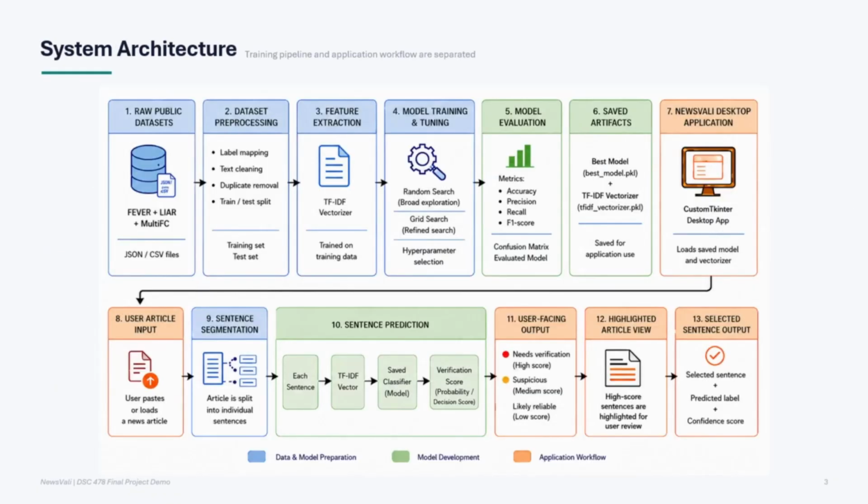System architecture. This slide shows the overall workflow. For the training pipeline, I prepared the datasets, extracted TF-IDF features, trained and tuned models, evaluated them, and saved the model artifacts. For the application workflow, the app loads the saved model and vectorizer, processes a user article sentence by sentence, and displays highlighted output. This separation lets the application use the trained model without rerunning the full experiment pipeline.